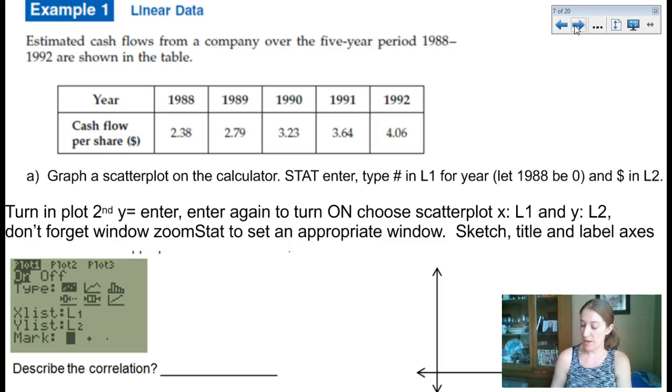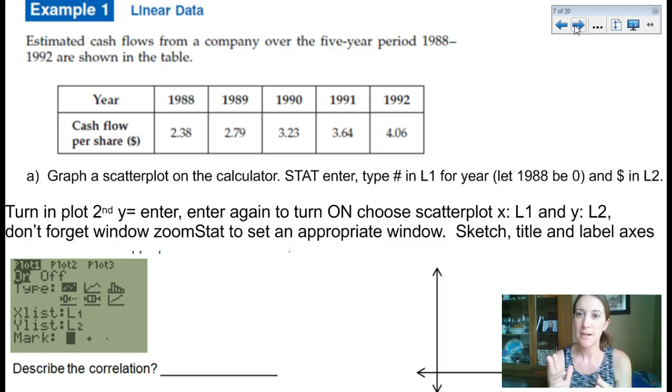So let's talk about how we use our calculator. I'm going to switch to my calculator screen. So hang with me. Remember, yours might not look exactly like mine. First thing we're going to do is take our information for the years and the cash flow per share. We're going to put it into the graphing calculator.